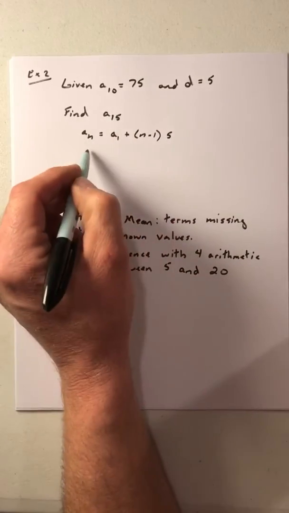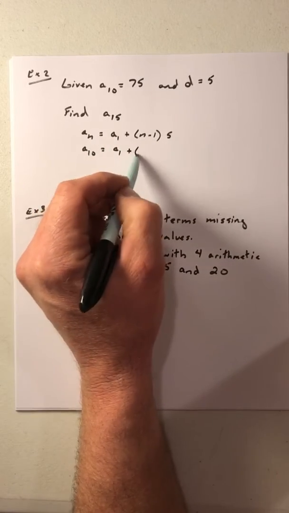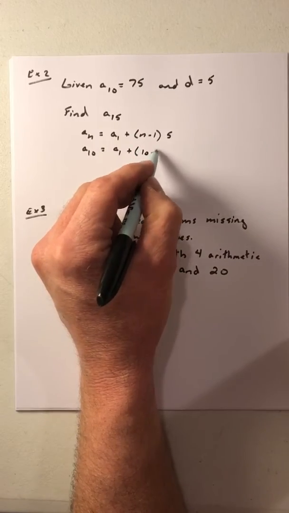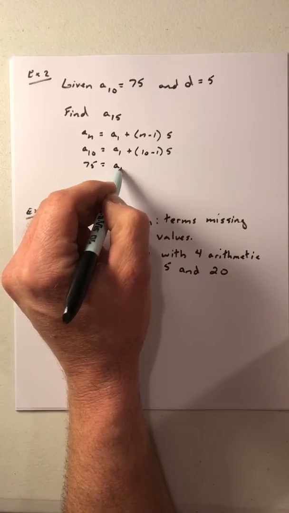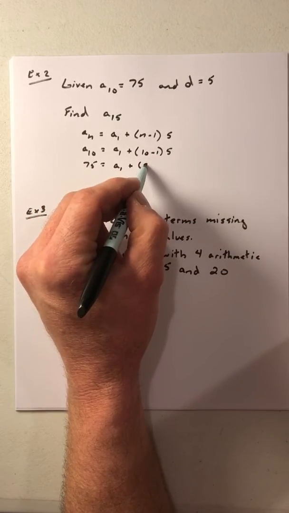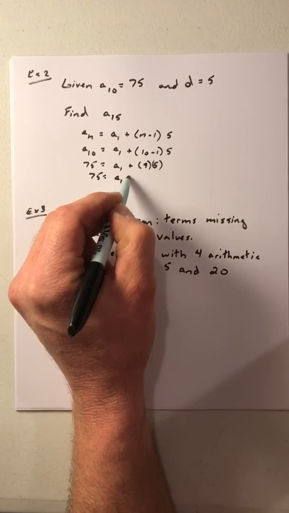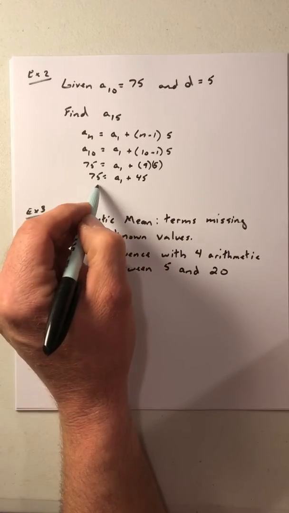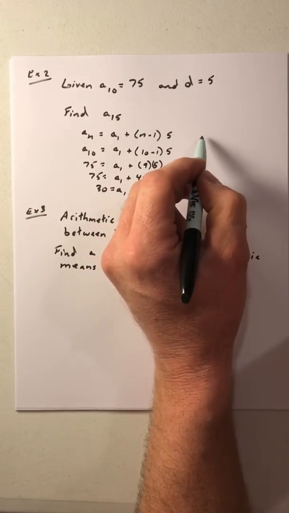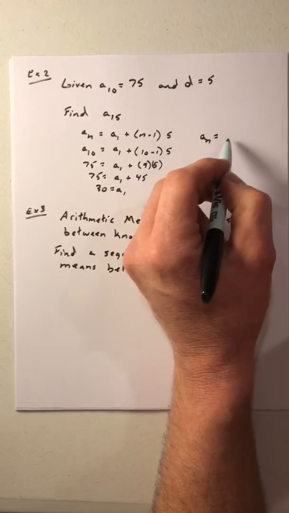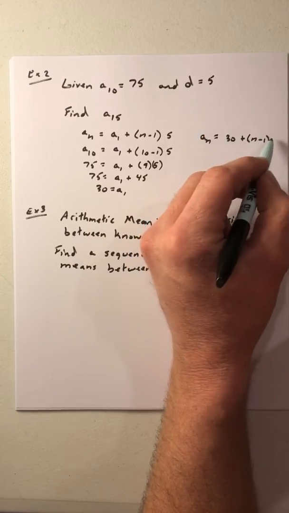Well, we know a sub 10. A sub 10 is going to equal a sub 1 plus n, in this case 10, minus 1 times 5. A sub 10, 75, equals a sub 1 plus 10 minus 1, which gives us 9, times 5. 75 then is going to equal a sub 1 plus 45, or 30 equals a sub 1. Now that we know a sub 1, we can write our explicit formula: a sub n equals 30 plus n minus 1 times that common difference of 5.